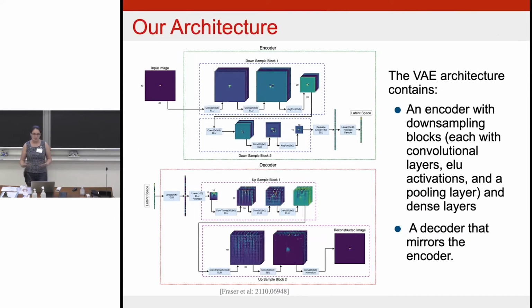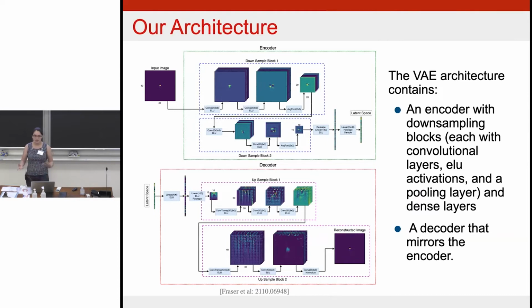So our architecture is a pretty standard one. We take a convolutional variational autoencoder that's shown on the left here. We have an encoder with downsampling blocks. Each has convolutional layers, ELU activations, and a pooling layer, and also dense layers that get you to the latent space, and then a decoder that mirrors the encoder to go back up to the original space.